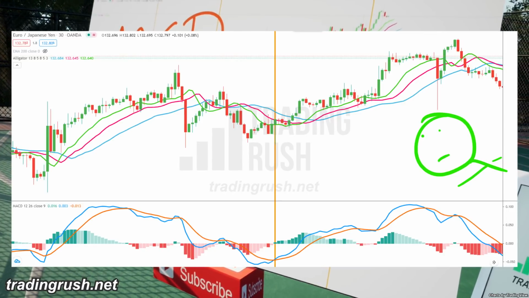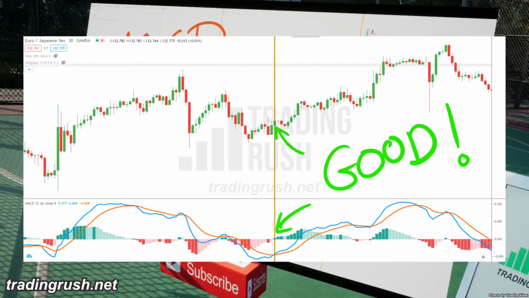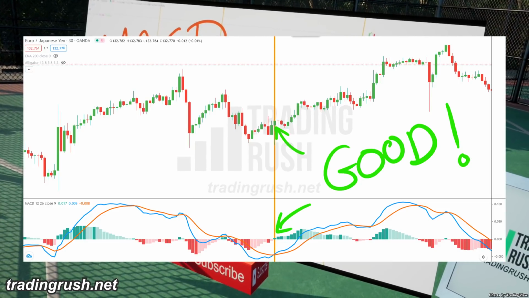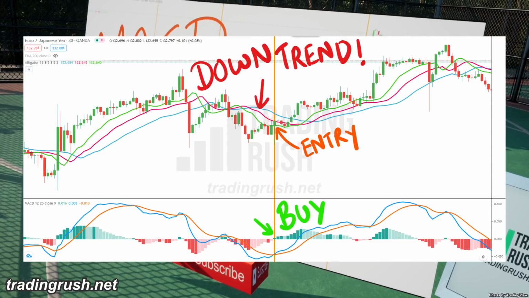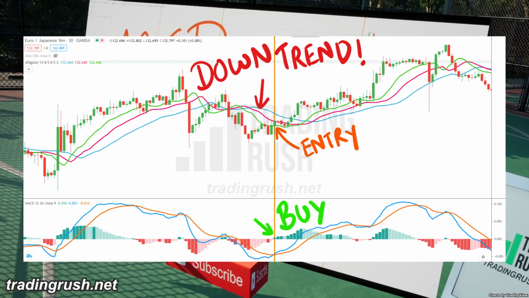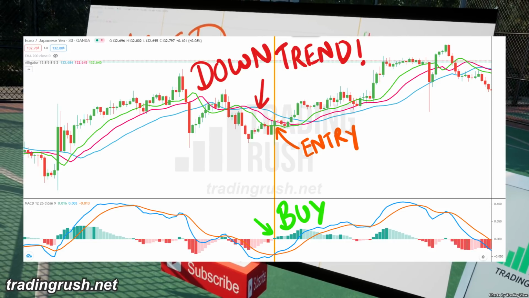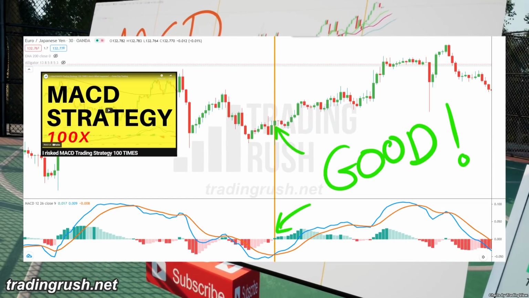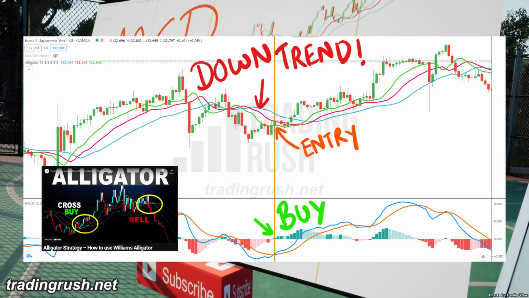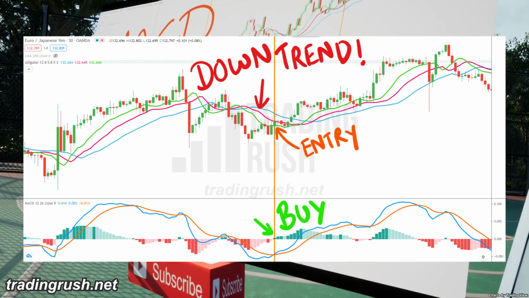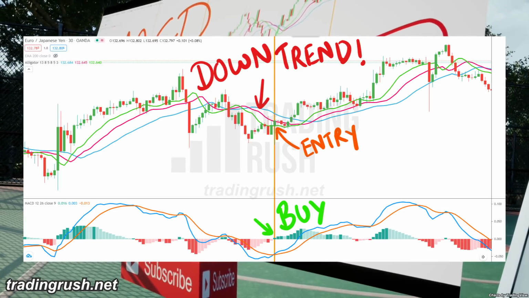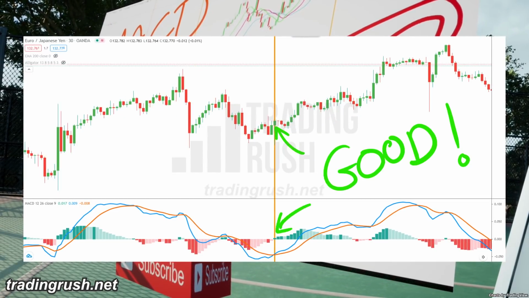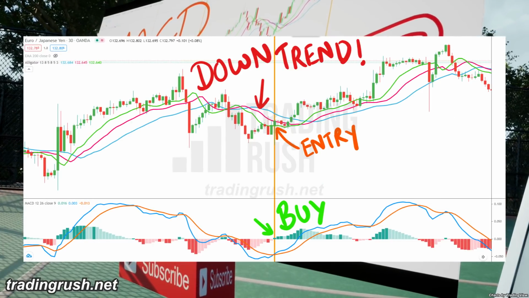If we look at this chart, we can see that the entry according to the MACD strategy is right here. In this case, the MACD entry signal made money. But if we add the Alligator Indicator, the MACD entry signal gets filtered, because when MACD gave a long crossover according to the MACD strategy, the Alligator Indicator indicated a downtrend. In other words, when we combine Alligator with the MACD strategy, the Alligator Indicator will filter many good MACD strategy signals.